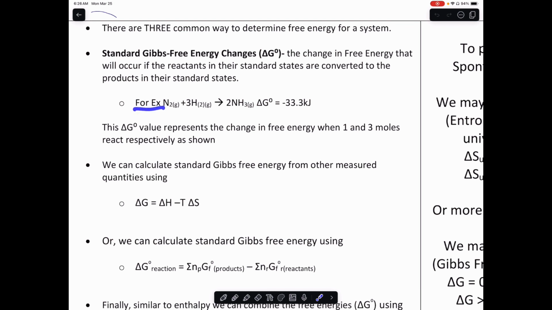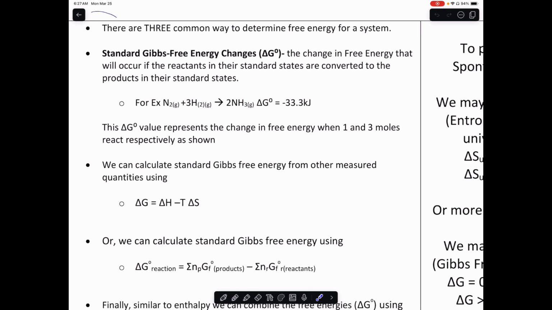So, for example, we have a chemical reaction with reactants nitrogen and hydrogen being converted into ammonia. The free energy associated with that is negative 33.3 kilojoules. From this number, you can deduce that this is a spontaneous reaction. Remember, delta G values that are negative imply that the reaction will occur without any prompting.